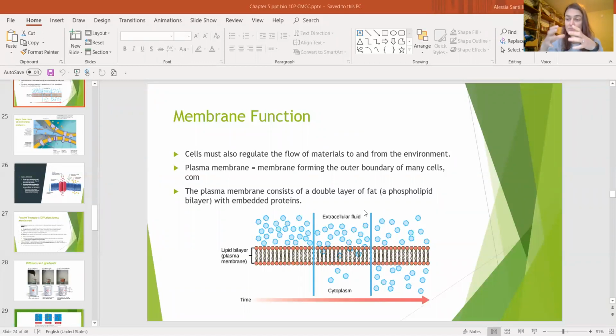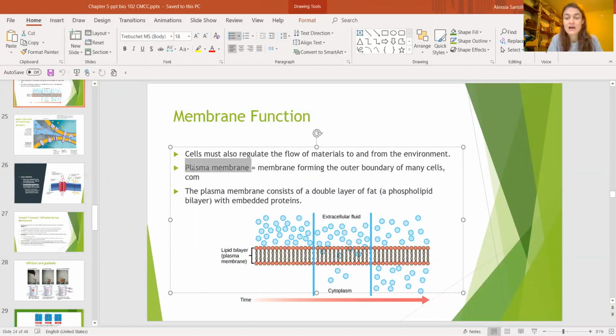However, even though it's separated from the environment that the cell is in, it still interacts with the environment. So there's still things that flow in and out. So materials and molecules and substances that go in the cell, and materials and molecules and substances that leave the cell. So the plasma membrane is a membrane forming the outer boundary of many cells.